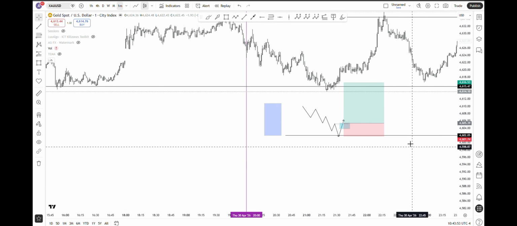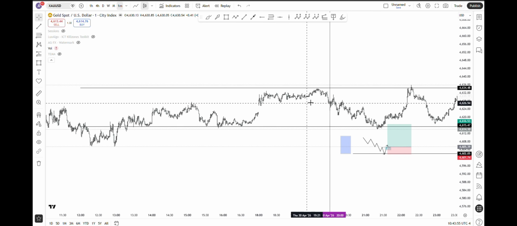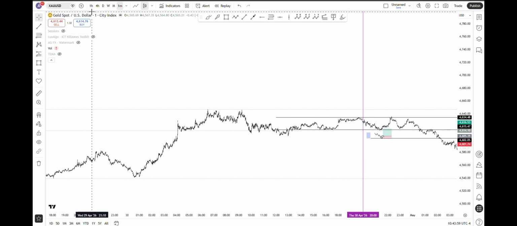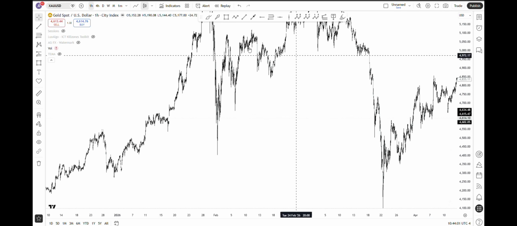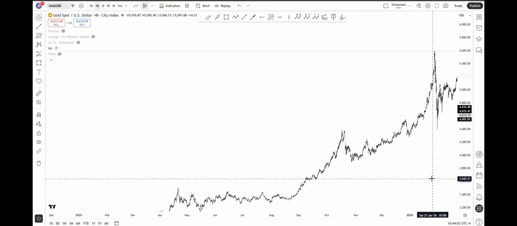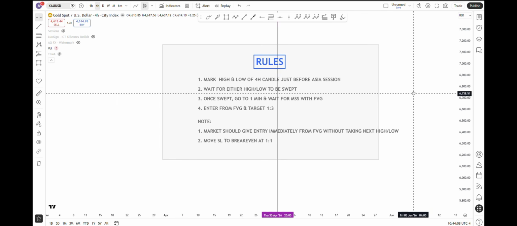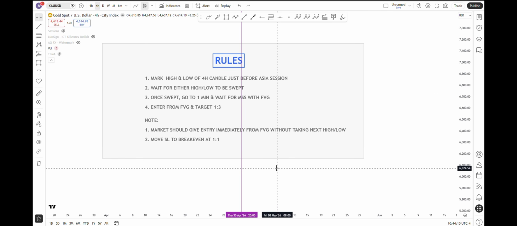Okay, so these are the basic rules that you need to follow. It's a very, very simple strategy, as you can see over here. Now, along with these rules, for the entry model, you need to follow two more things, which are very important.